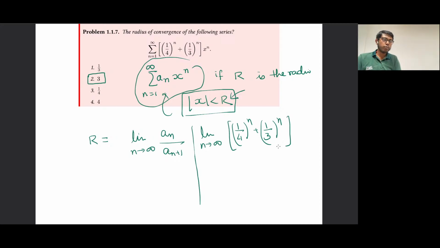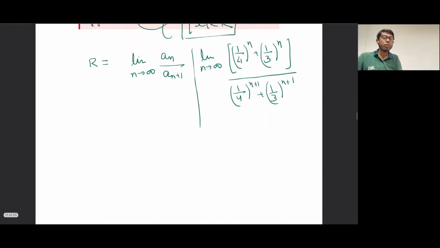So this is what we need to find out: 1 by 4 to the n plus 1 plus 1 by 3 to the n plus 1. Okay, so what I will do now, I'll just multiply by 3 to the n and 3 to the n, so that this thing will be cancelled. This will be 1 and 3 by 4 will be remaining. So 3 by 4 is of course less than 1 and hence it will go to 0.